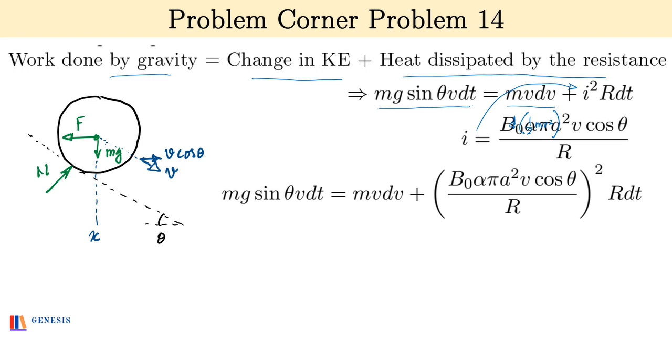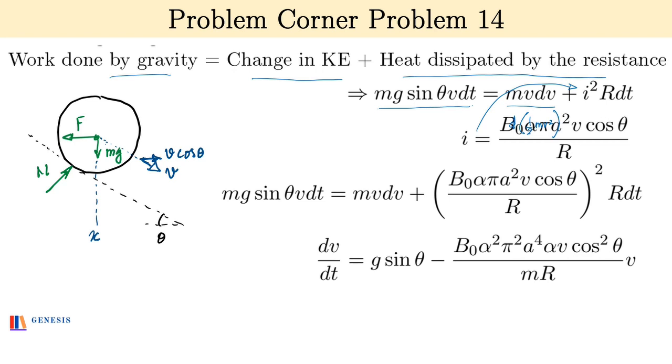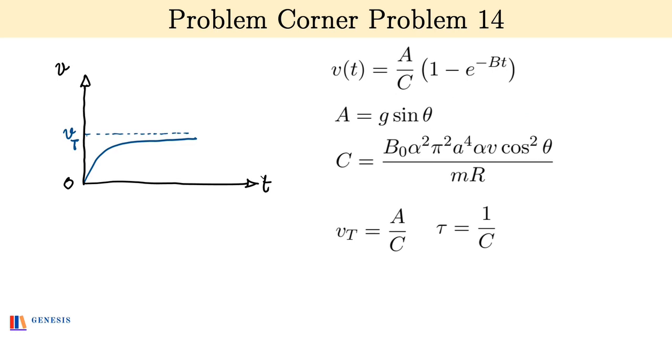Now you can cancel off the m, and make it into a differential equation of this form. Notice that this is exactly the differential equation that we got in solution 1, and from here, everything else is the same. Integrate, and you will find that this has a solution of the form a by c into 1 minus e power minus ct, where a is g sin theta and c is this huge thing. And it is very clear that in an examination, the second solution would save us time.